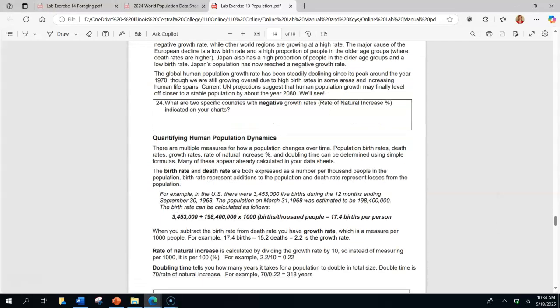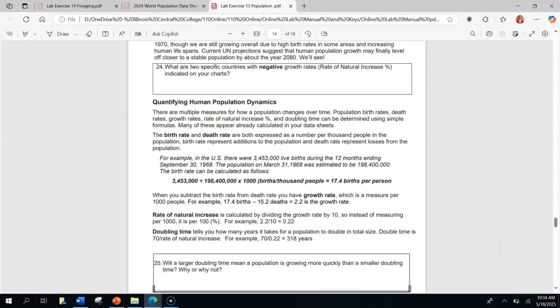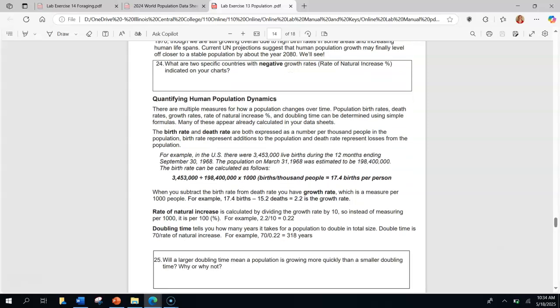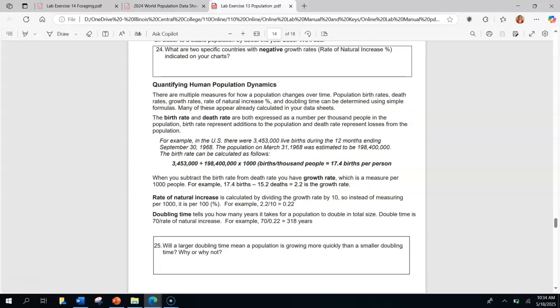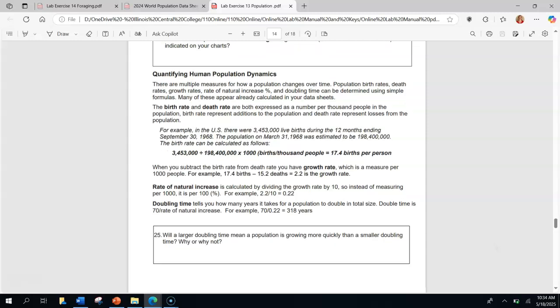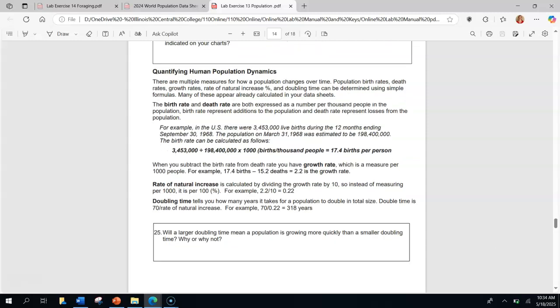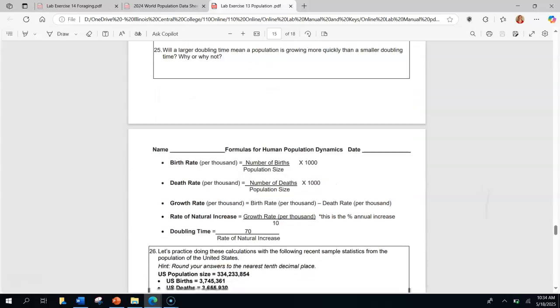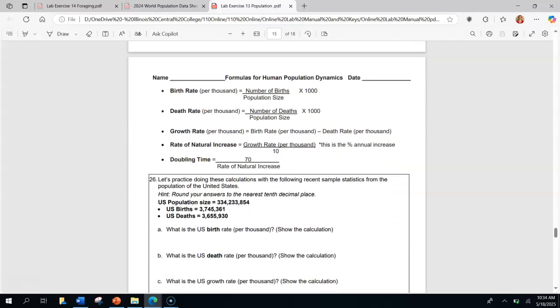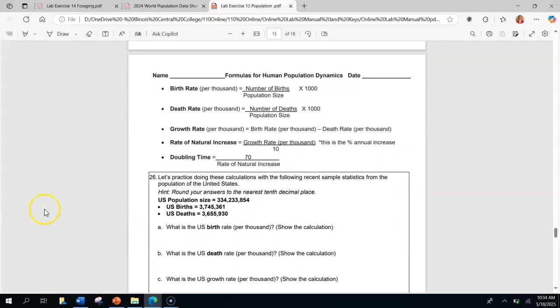Then you need to read carefully. This is the one that usually tricks you up about all the different ways that we can calculate population. So we have things like birth rate, growth rate, death rate, and I give you examples and definitions of each. And then on photo 3, you're going to do those calculations.